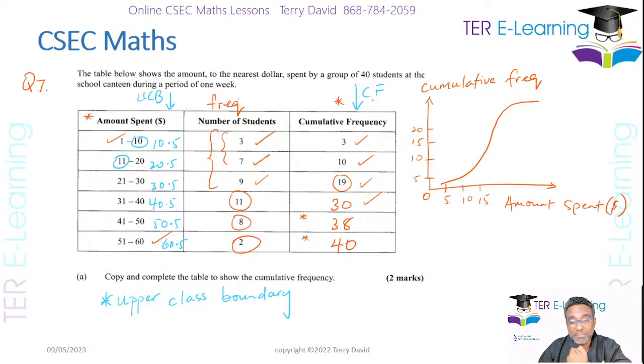You all have to remember that. Don't mix that up in the exam, because sometimes they might ask us to plot a frequency polygon. If it's a frequency polygon, then we have to use midpoint. If you have to plot a histogram, we have to use lower class boundary and upper class boundary. So these are things that we have to pay attention to when we plot these graphs.